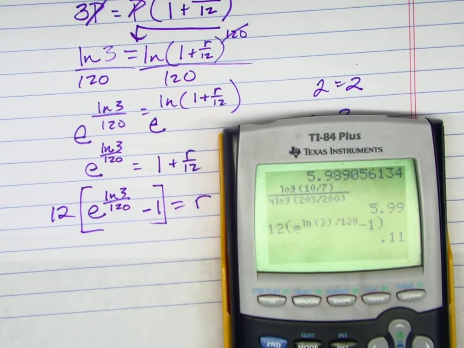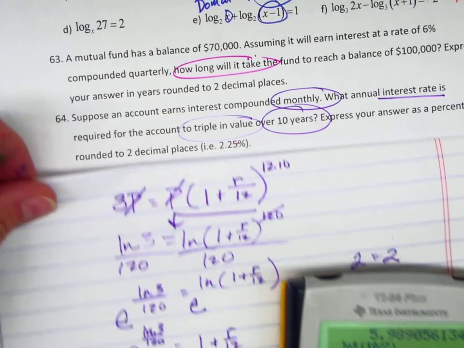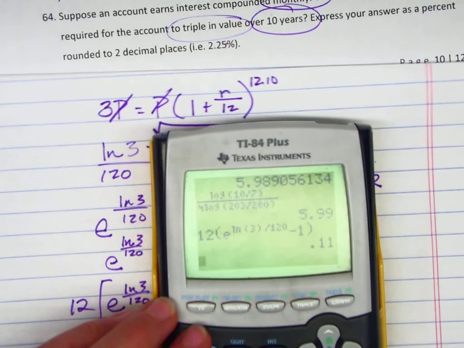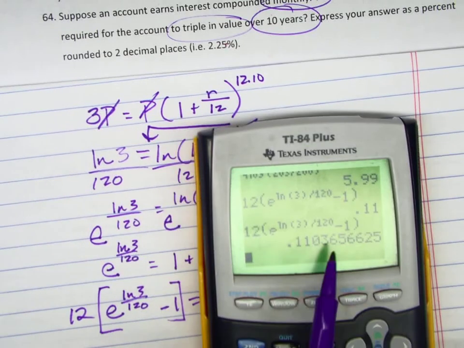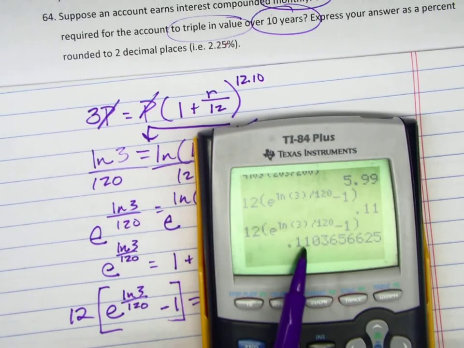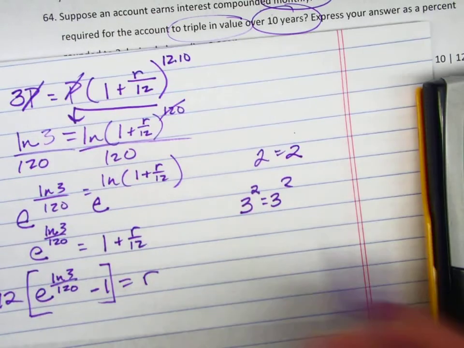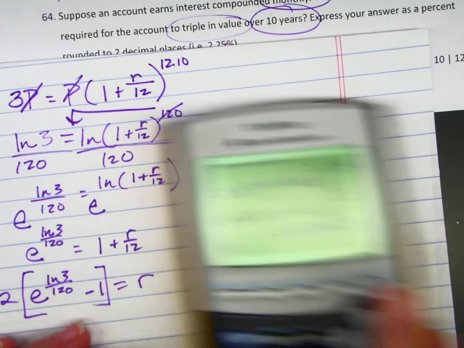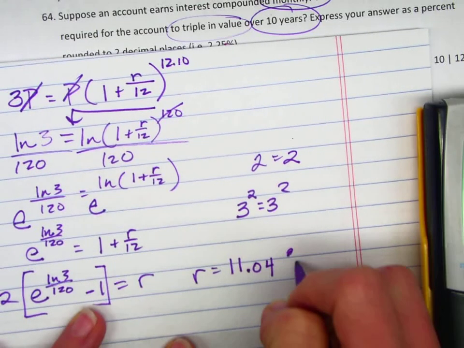So my rate is going to be, is it 2 decimal places here? Yeah, we're going to need a little bit more here. So I'm going to go back to mode and float. The reason we have to do this is because this is our rate, and we need to continue going, so we need to move the decimal. So if r is 0.11036, that's really going to be 11.04. So the rate is 11.04%.